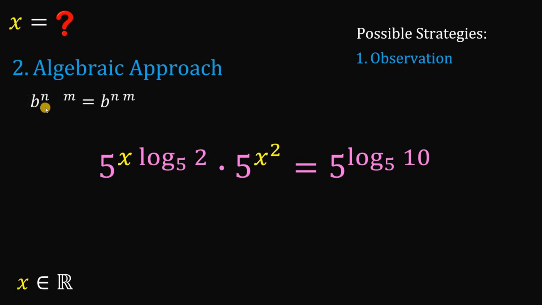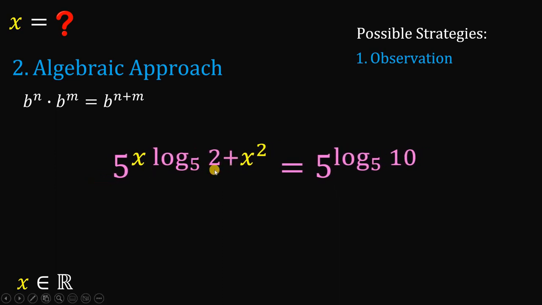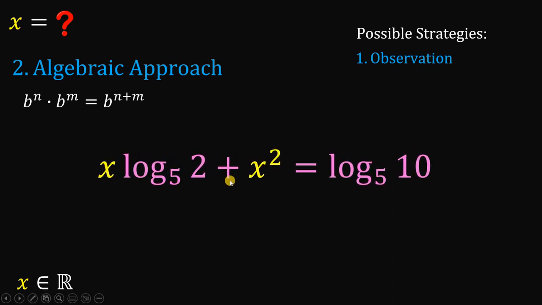And also take note that if we have b raised to n multiplied by b raised to the power of m, it is equivalent to b raised to n plus m. Therefore, the left-hand side can be written as 5 raised to the power of x times logarithm of 2 to the base of 5 plus x squared. And now, we have two equal expressions having equal bases. Therefore, their exponent must be the same. So we can say that x multiplied by logarithm of 2 to the base of 5 plus x squared equals logarithm of 10 to the base of 5.